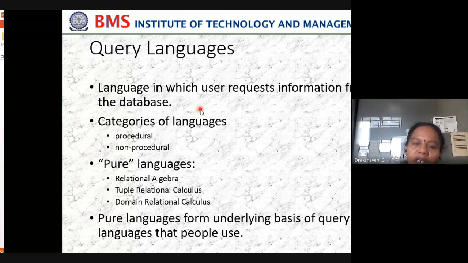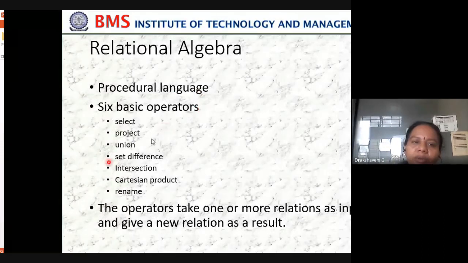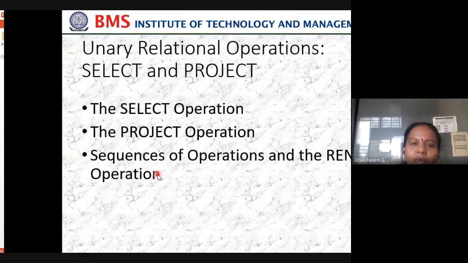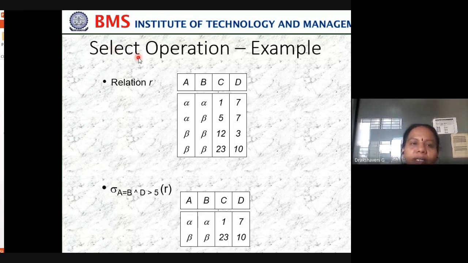Next we move on to relational algebra. We have just seen the 6 basic operations: select, project, union, set difference, Cartesian product, and rename. So what does unary mean? Unary means doing an operation on only one table or one relation. Select is one type of unary operator.